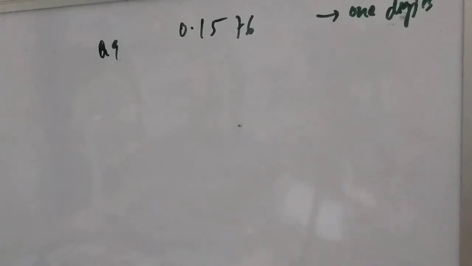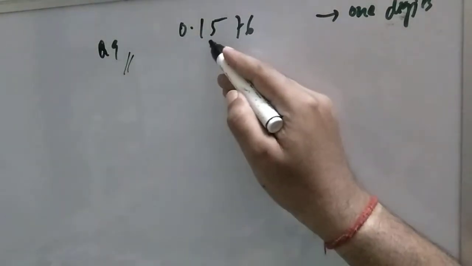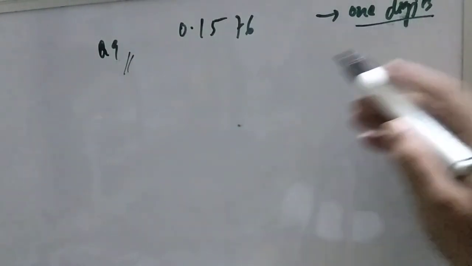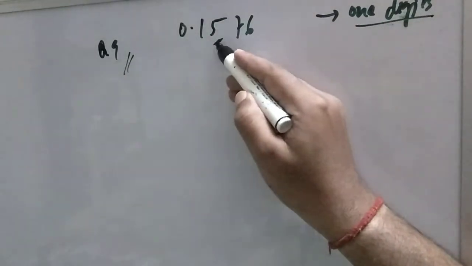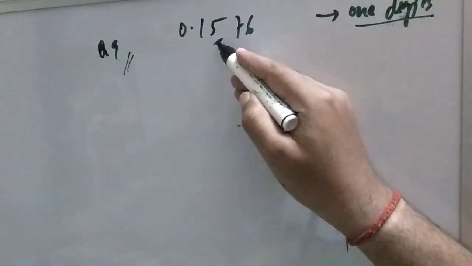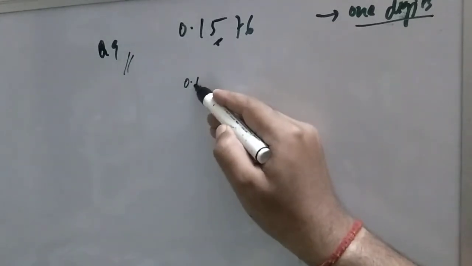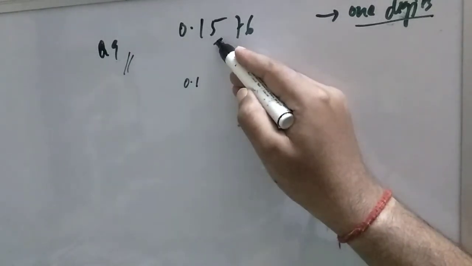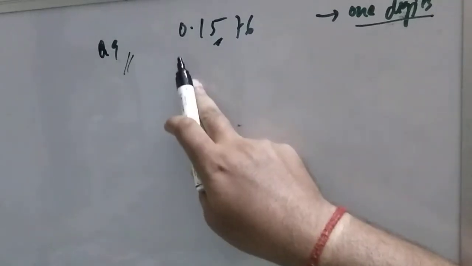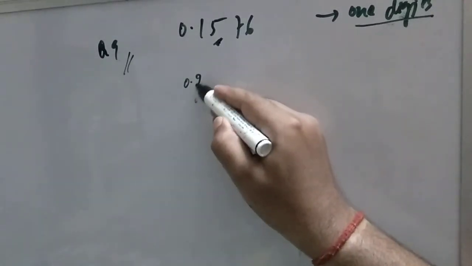So let us see, student, how to do the rounding off for question number 9. Only 1 digit they are saying after the decimal. So this is the 5. If the digit which is required, suppose 0.1 is required, and the next digit is 5 or more than 5, then the preceding number will be increased.